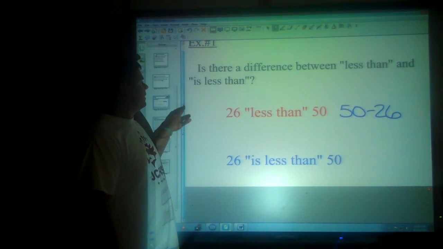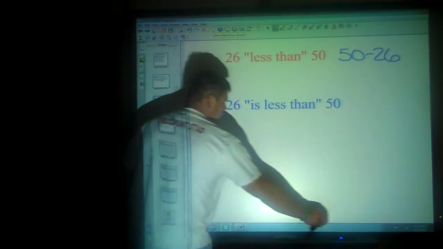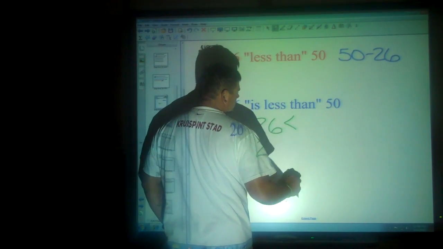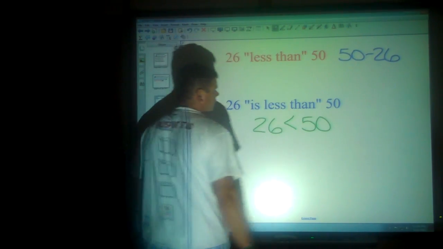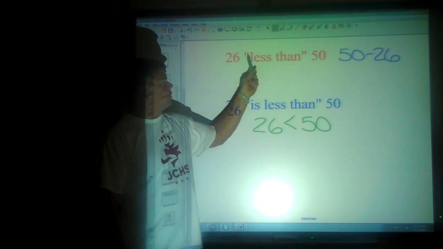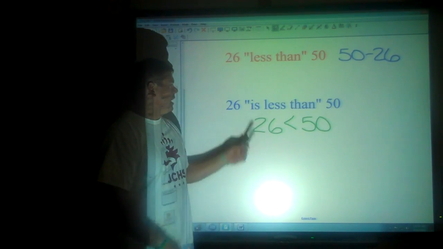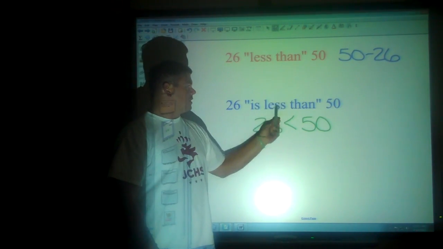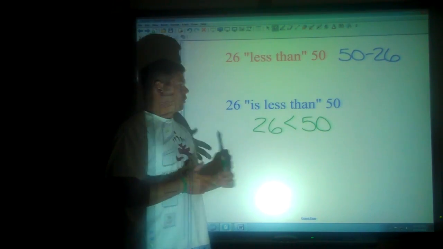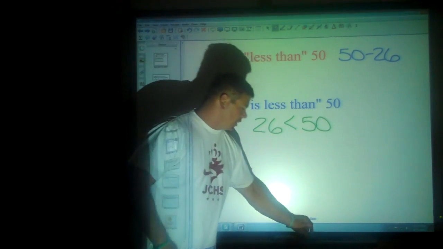Now that's different than 26 is less than 50. At 26 is less than 50, we would say 26 is less than 50. That's an inequality. So hopefully you see the difference between something less than another, meaning we took that amount away, and something is less. The is less means it's either equal to, or greater than or equal to, or greater than, or less than, or some form of an inequality. So you must watch those words very carefully.